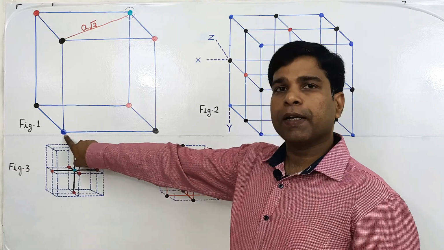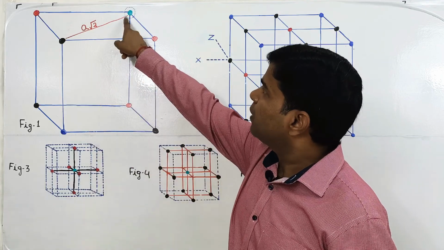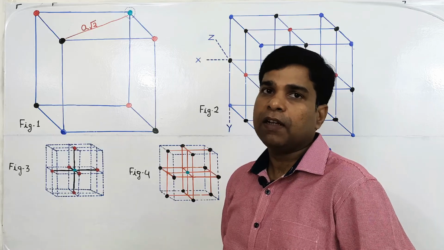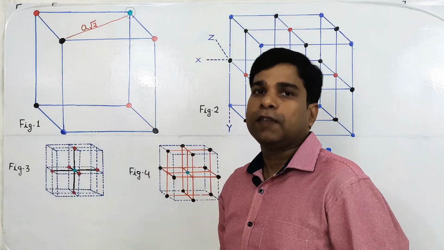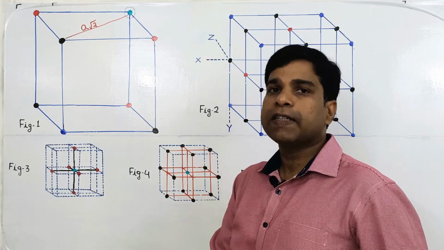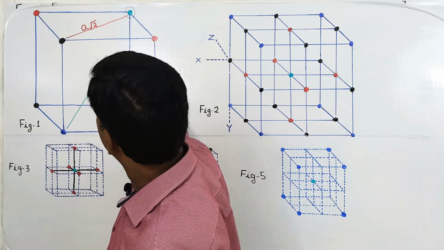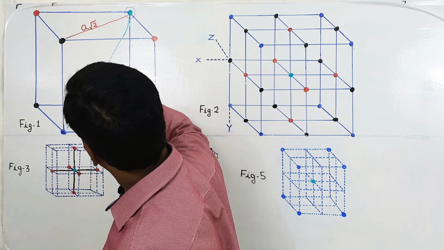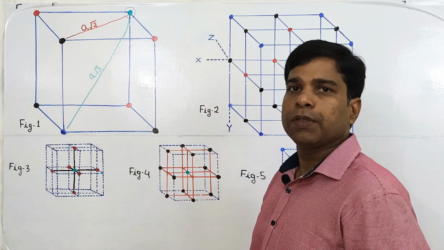Now this blue particle is the particle present at the body diagonal. If I join this green particle to the blue particle, we have one body diagonal, and this blue particle is present at the other corner of the body diagonal. And we know the distance of the body diagonal is always A under root 3. The dimension of the body diagonal is A under root 3.